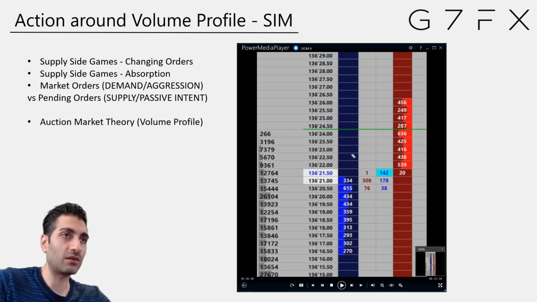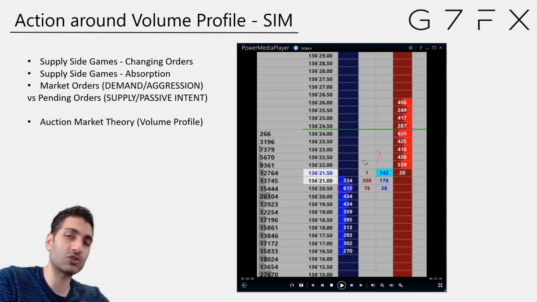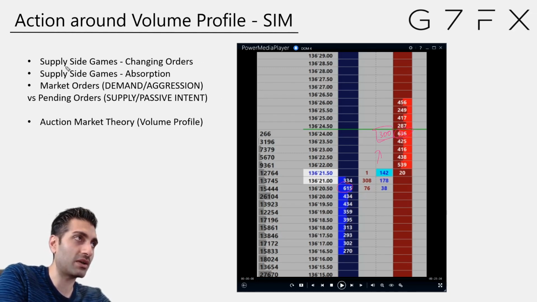Okay, so for example, as I said, we can see some unusual sizes. We see 615 here, we see 636. As the market's approaching, if that 636, someone just cuts it and it drops back down to 300, that's giving me information, isn't it? It's telling me that maybe that seller isn't real. So that's all I mean by supply side games and changing orders. So we're going to label that 1.